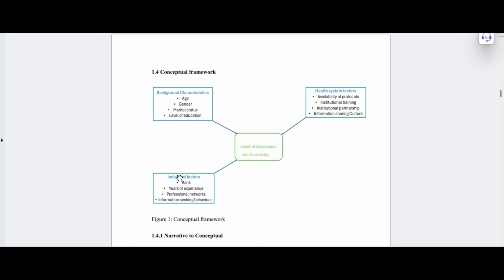So this is one key example of how to present your conceptual framework. And again, there are some conceptual frameworks which are based on models or existing theories.